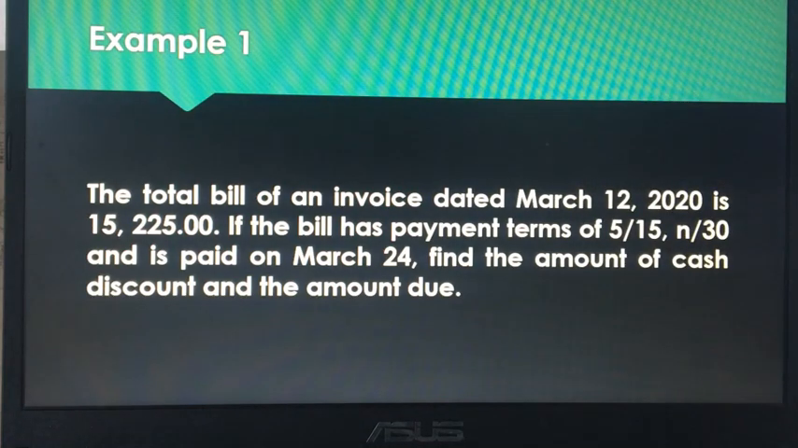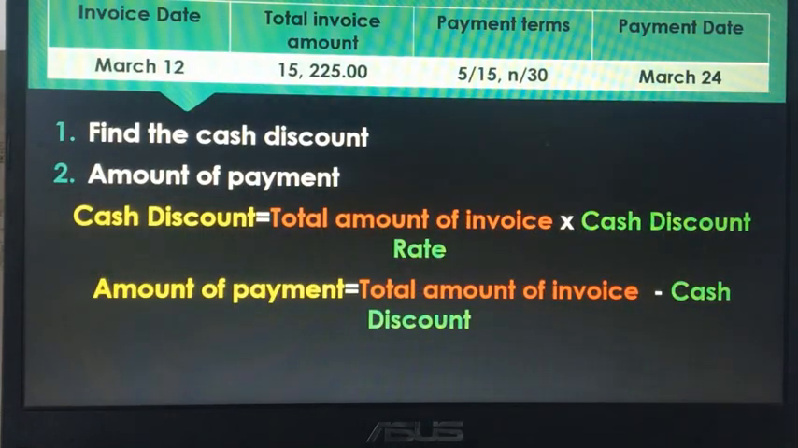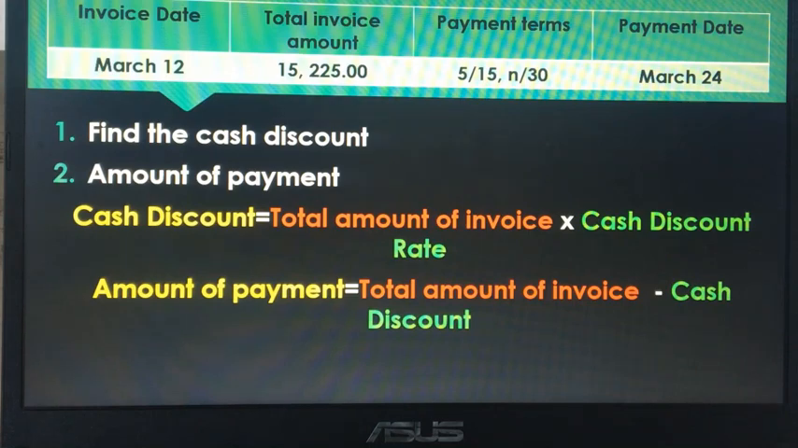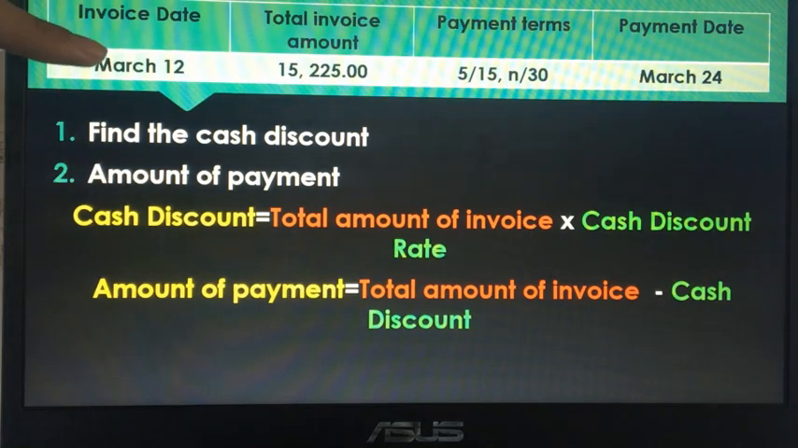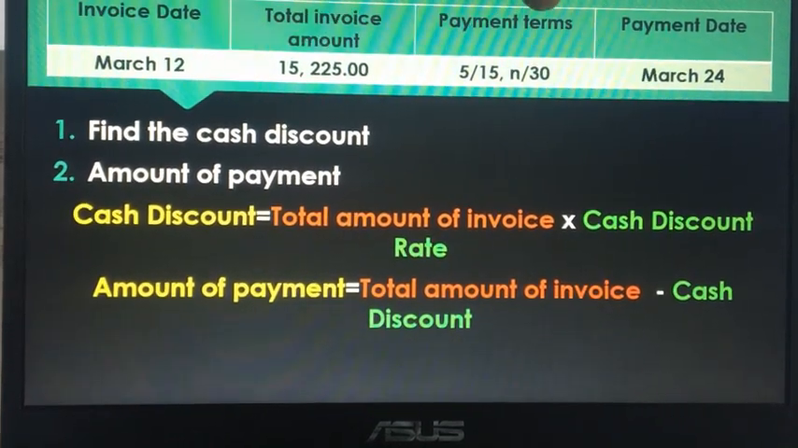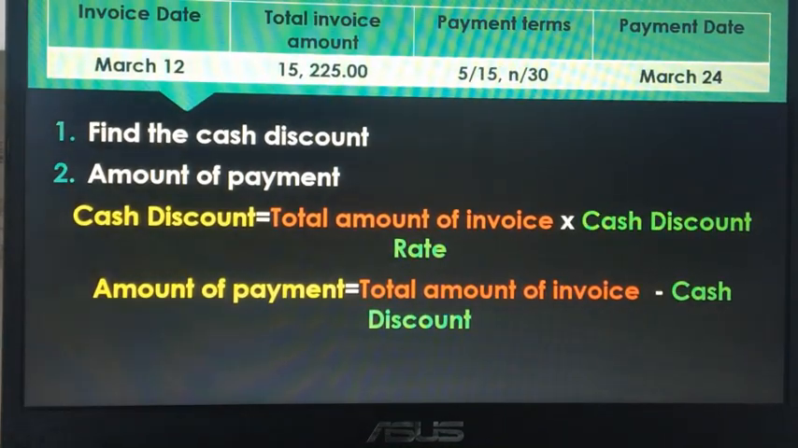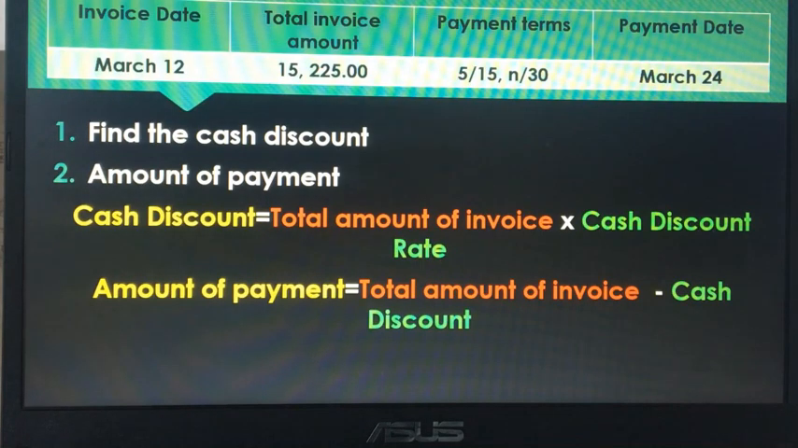So the question is to find the amount of cash discount and the amount due. How are we going to solve this? From the problem, we noted the following. Invoice date, March 12. Total invoice amount, 15,225. Payment terms, 5 over 15 and N over 30. Payment date, March 24. So we have to identify the cash discount, and second, the amount of payment if the buyer is granted the cash discount.